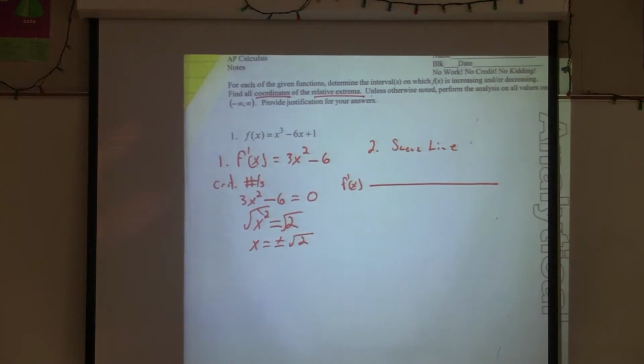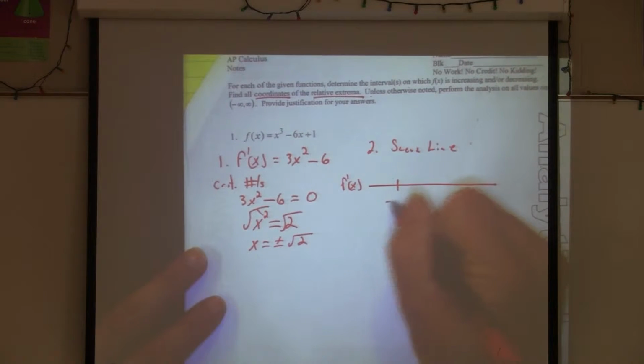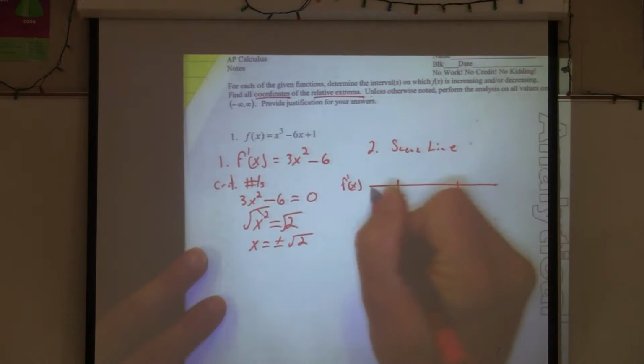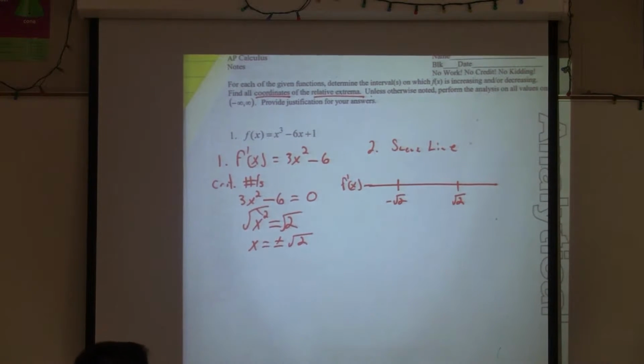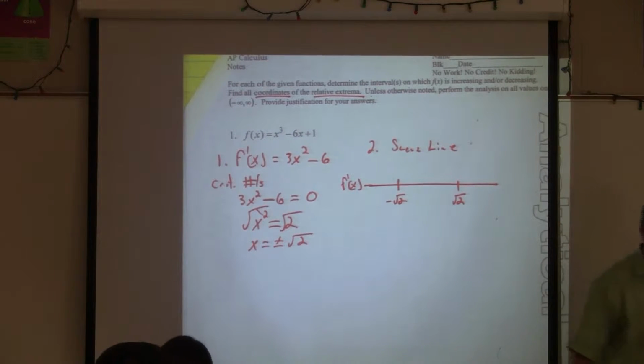I'm going to label it. Later on we're going to have more than one sign line in one problem. And we don't want to get them mixed up. Okay? So what numbers do I put on my sign line? Negative radical 2 and positive radical 2. Now we need to pick some test points, some numbers to plug in to see the sign of the derivatives there. What's smaller than negative radical 2?